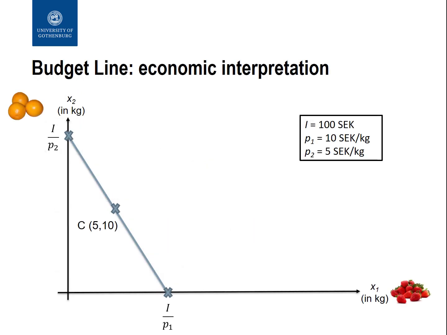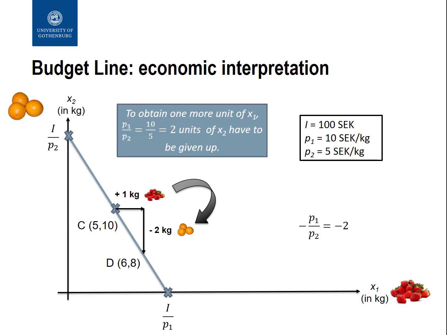What is the economic interpretation of the slope of this budget line, minus P1 over P2? So let's start with a graph. Imagine Jenny initially has 5 kilos of strawberries and 10 kilos of oranges, which is represented by point C on the graph. So this bundle is on the budget line because all her income is spent on consumption of strawberries and oranges. So if she wants to buy 1 more kilo of strawberries, how many kilos of oranges does she have to forego given her budget constraints? Since 1 kilo of strawberries costs 10 kronas and 1 kilo of oranges costs 5 kronas, then Jenny has to give up twice as many kilos of oranges. So she has to give up 2 kilos of oranges. And this corresponds to the price ratio P1 over P2.